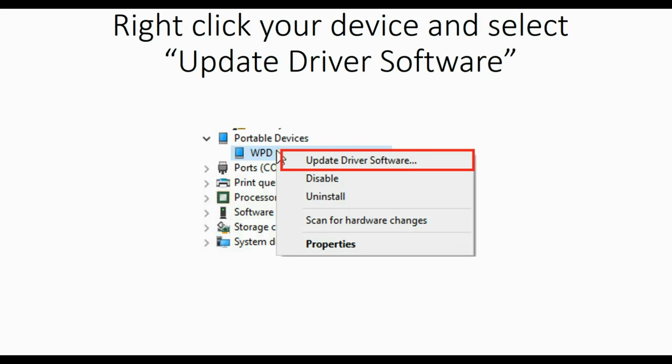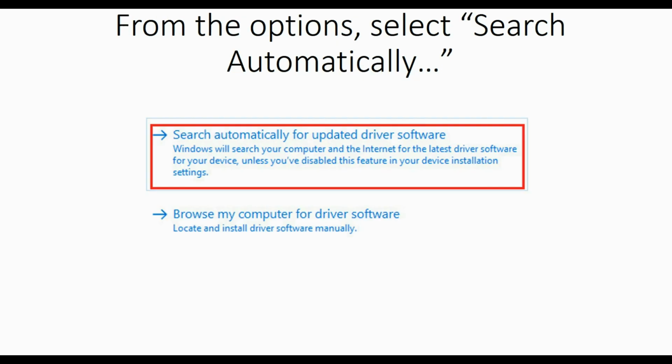Right, once you've done that, I want you to find your device from the list. So it will be labeled something similar to the brand. Mine is Seagate, some people's will be WD. Right click to hit update driver software, and then just wait a moment.